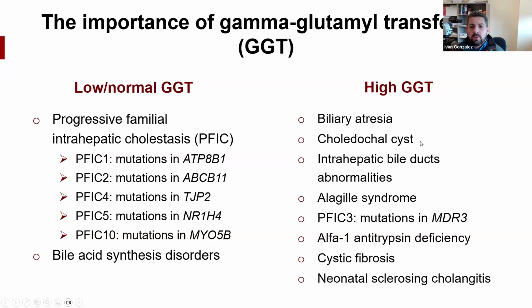High GGT, one of the most important causes, is biliary atresia, then cholestasis, Alagille syndrome. And as mentioned again, PFIC3 will cause a high GGT. In contrast, PFIC1, 2, and 4, which are more common, will have a low normal GGT.